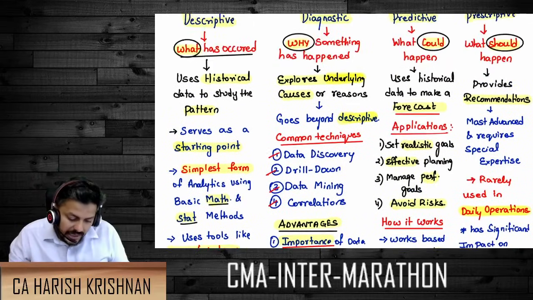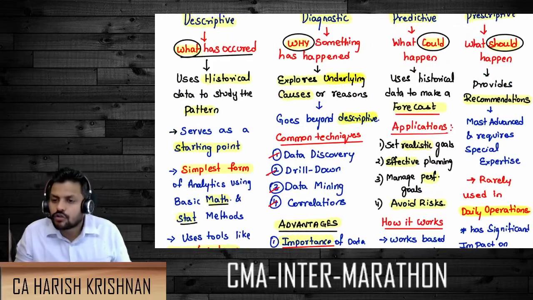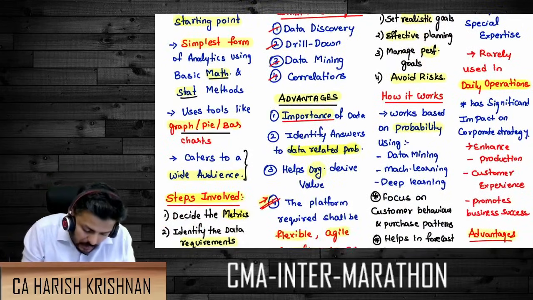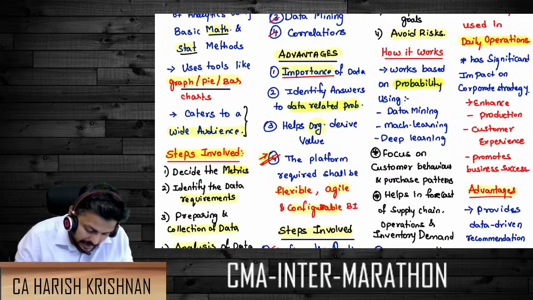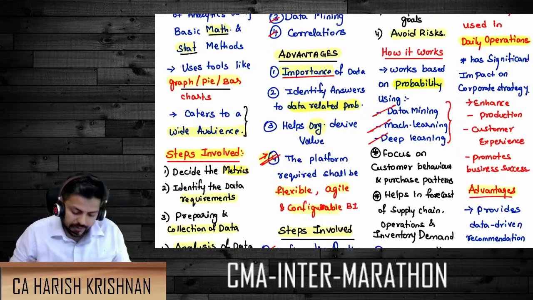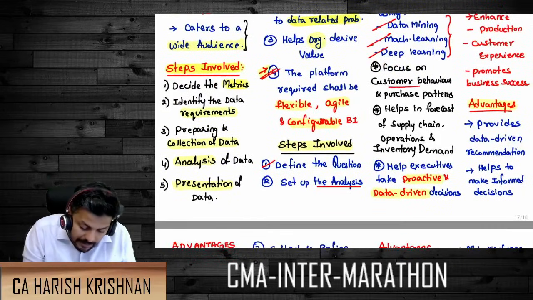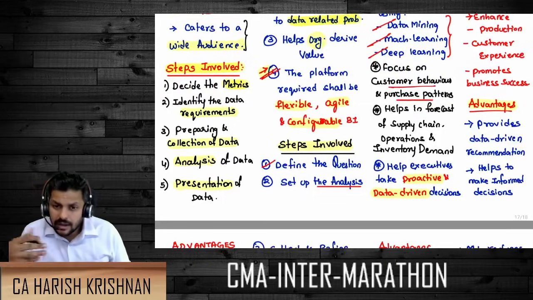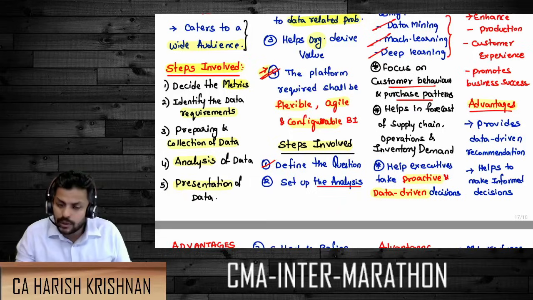And predictive analytics, as the name goes, is just a prediction. It works on probabilistic logic, based on probability, using techniques like data mining, machine learning, and also deep learning aspects. You can use predictive analytic techniques on customer behavior and purchase patterns. This is what Amazon, Flipkart, all these people do. That is why they keep sending you those recommendations.